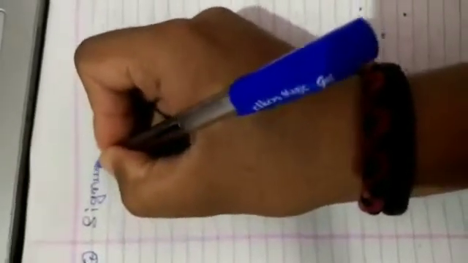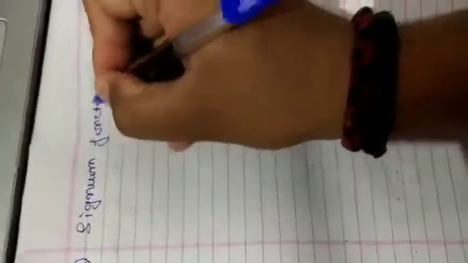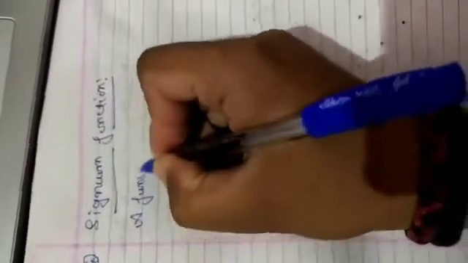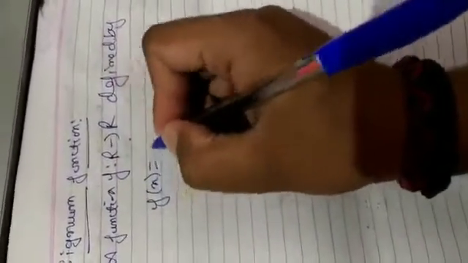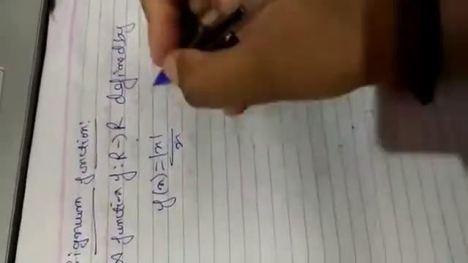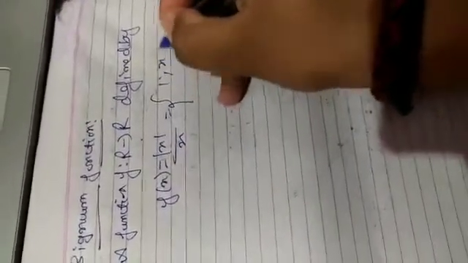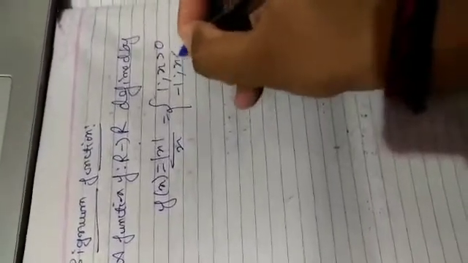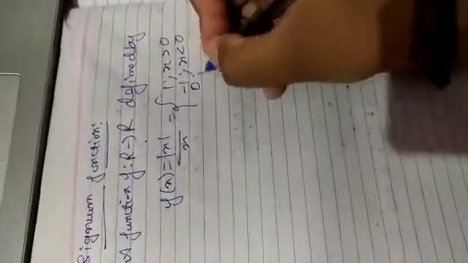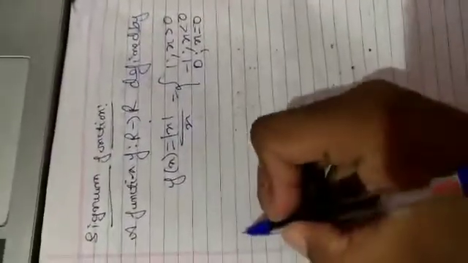Sixth is the signum function. A function f: R → R defined by f(x) = |x|/x is equal to 1 when x is greater than 0, -1 when x is less than 0, and 0 when x is equal to 0. So we will make a graph table.